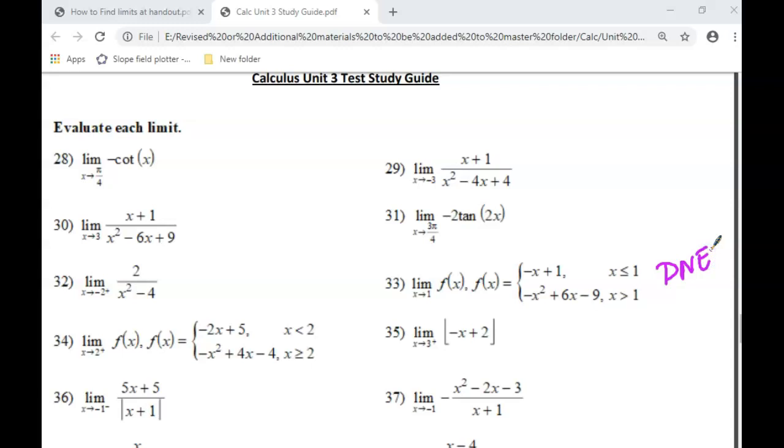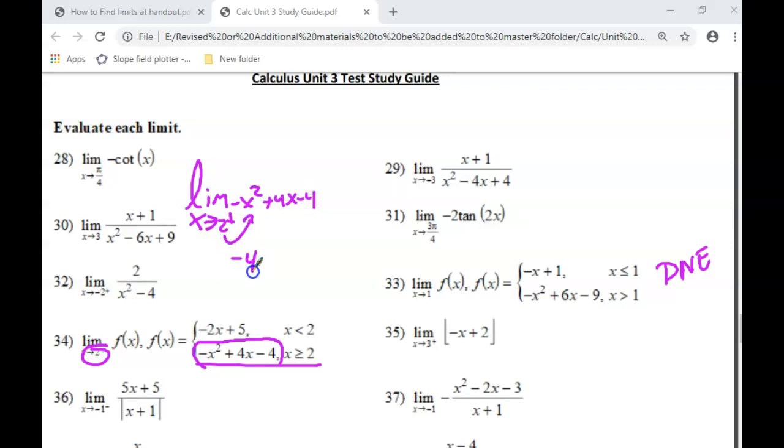Okay, let's take a look at the next one. For the next one, we're only finding the limit of 2 from the right, so we're only going to use the bottom one. So the limit as x approaches 2 from the right is going to be plugging the 2 into the bottom function, which is going to give me negative 4 plus 8 minus 4, and that's 0. So this limit should come out to be 0.